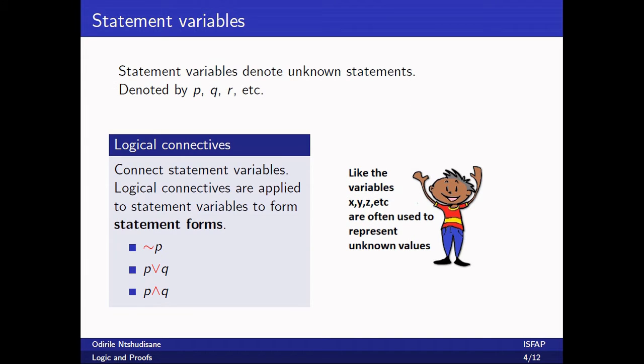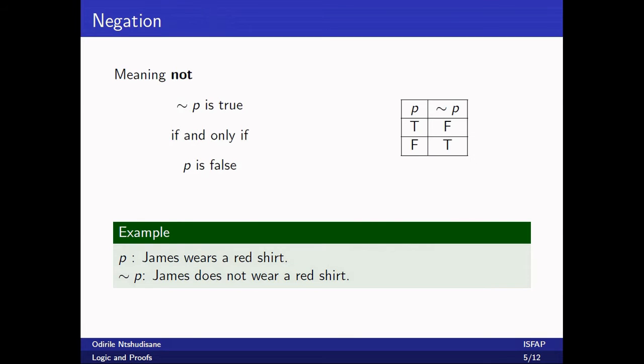Logical connectives. Logical connectives connect statement variables. Logical connectives are applied to statement variables to form statement forms. So examples of those are not P, where P is our statement variable, and the not symbol is our connective. And here we have two other connectives, but we'll get to know these connectives in the next few slides. So we'll move on to knowing these connectives.